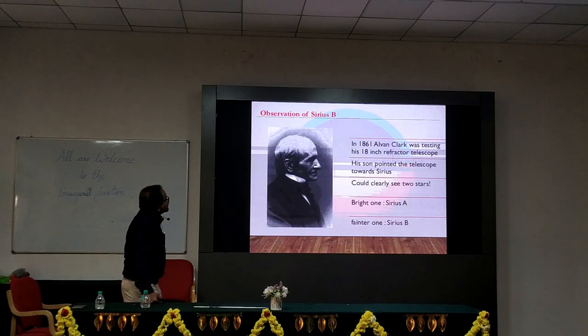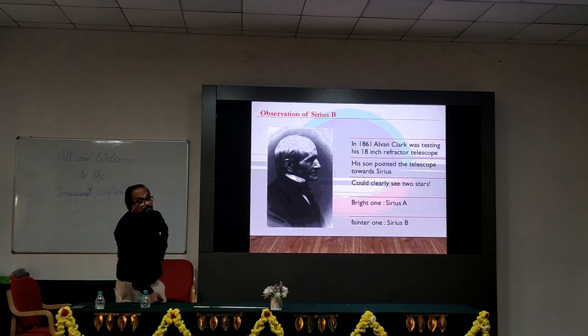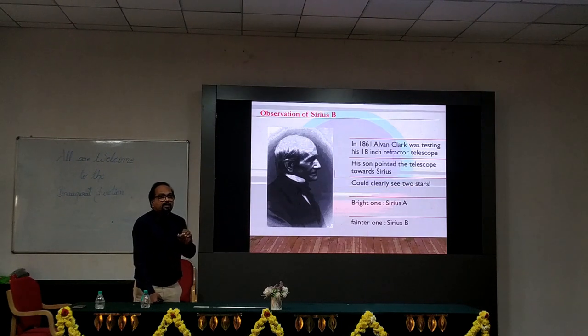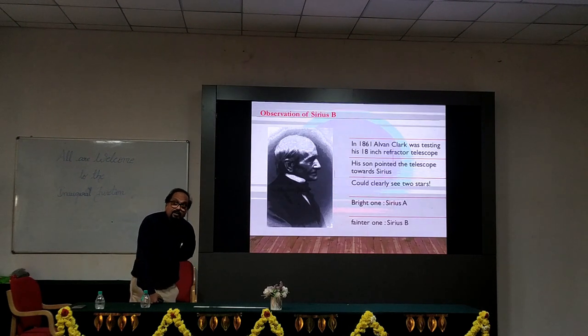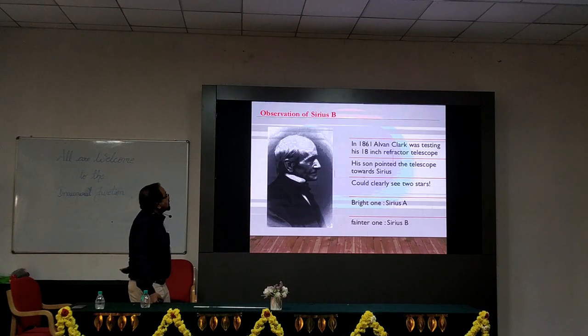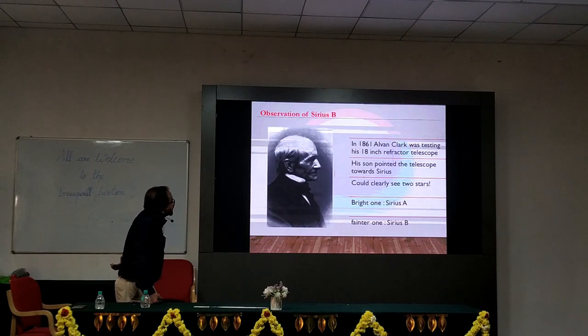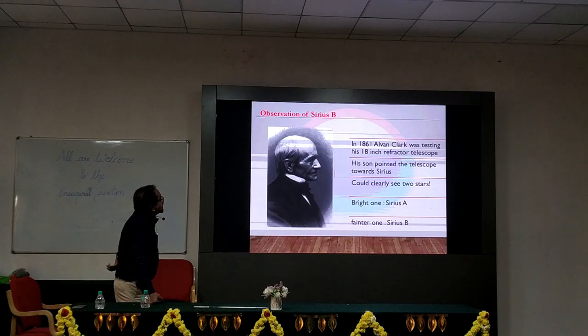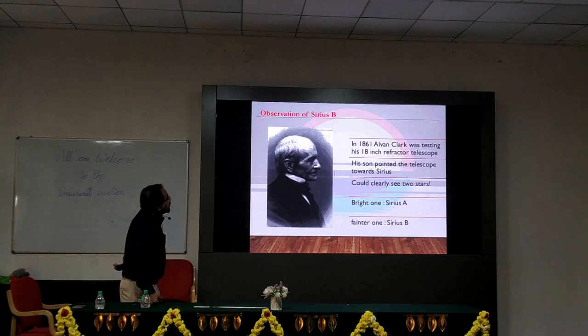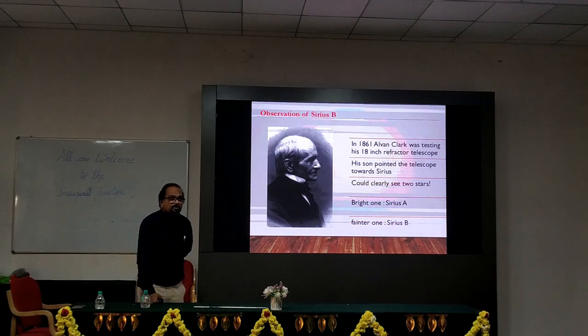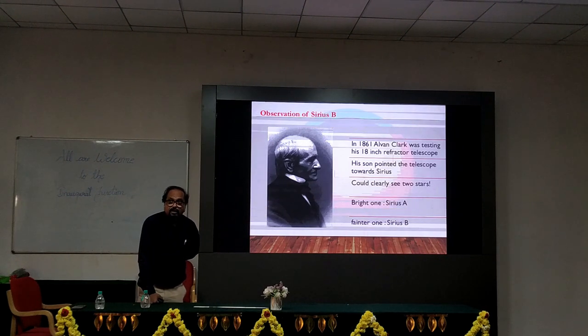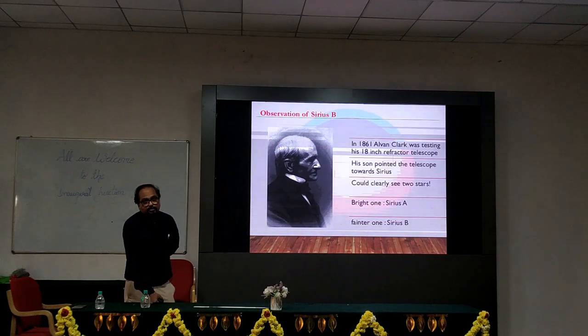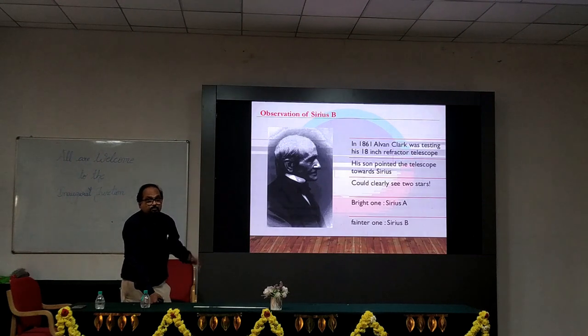Okay, so the first observation of the companion to Sirius, now called Sirius A, the brightest star, was made by the son of this gentleman, Alvan Clark, in 1861. He was an American telescope maker. In those days, they made mostly refractor telescopes, though reflectors were also there. Refractor means lens-based telescopes. Reflector means mirror-based. You know about that?